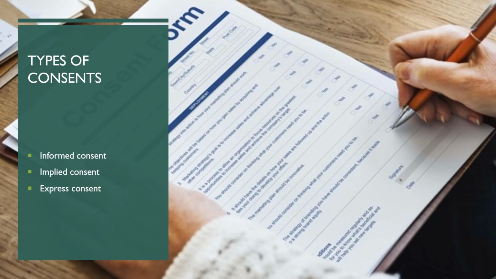There are 3 types of consent: informed consent, implied consent, and express consent. The one we're most familiar with is informed consent, and that's the one we're really going to focus on in this chapter.